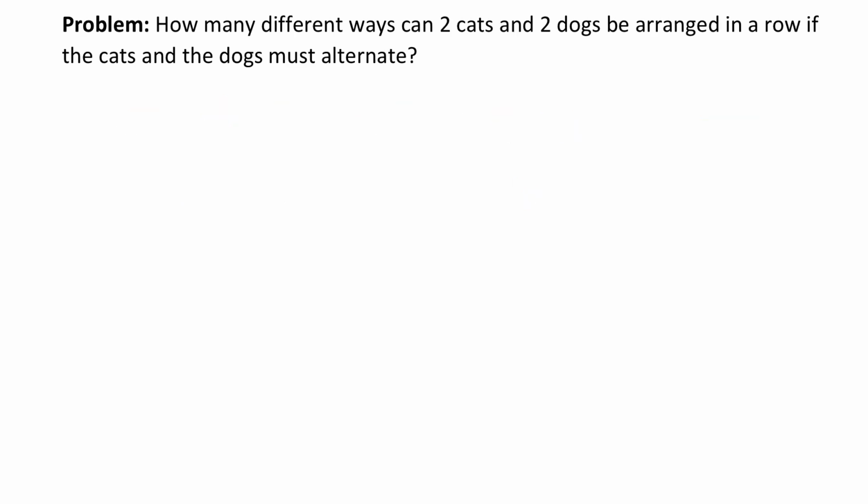So we have 2 cats and 2 dogs arranged in a row. How many ways if the cats and dogs must alternate? So pause the video and give it a try. All right, so we have 4 animals. So let's start with the cat first. Cat, then dog, then cat, then dog. 2 cats, then 1 cat, 2 dogs, then 1 dog. Multiply everything and we get 4.